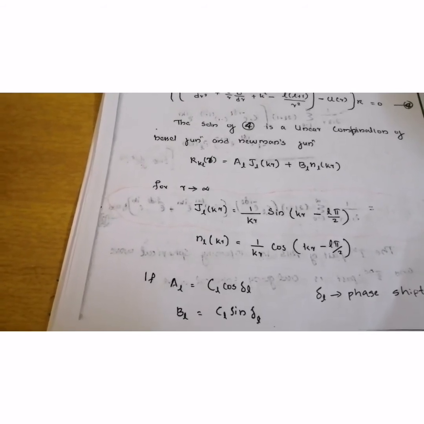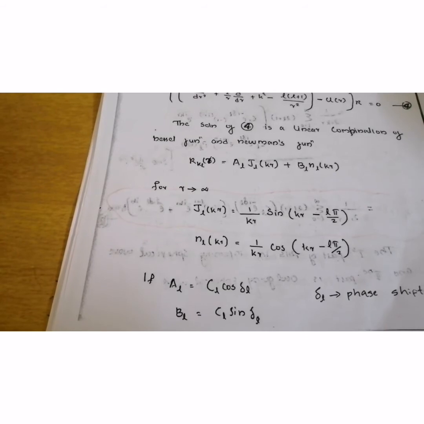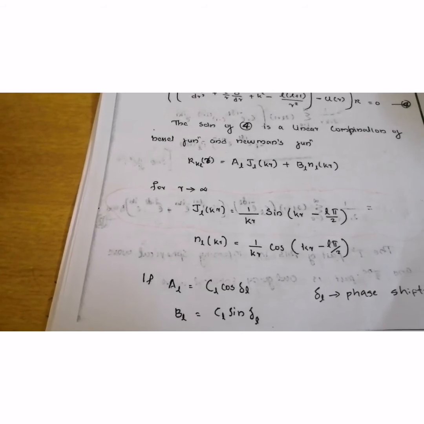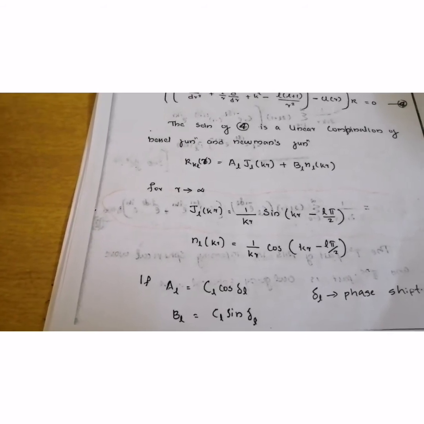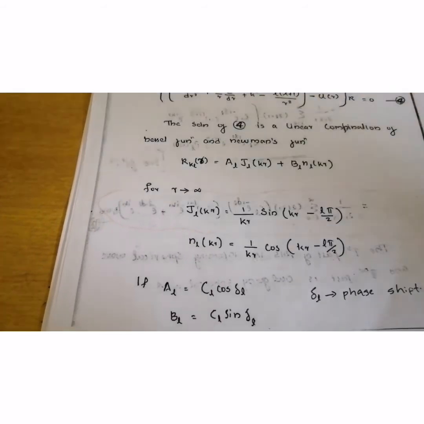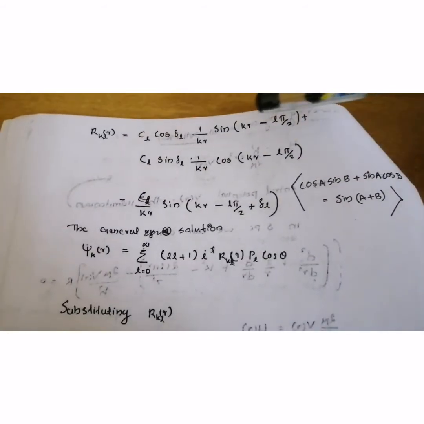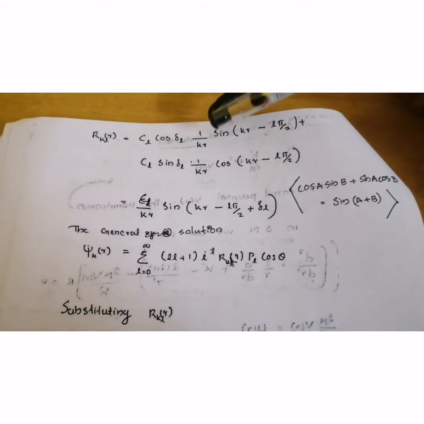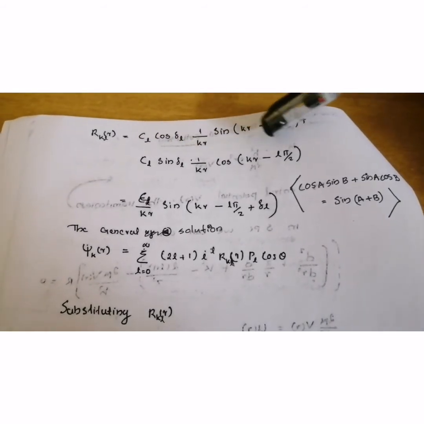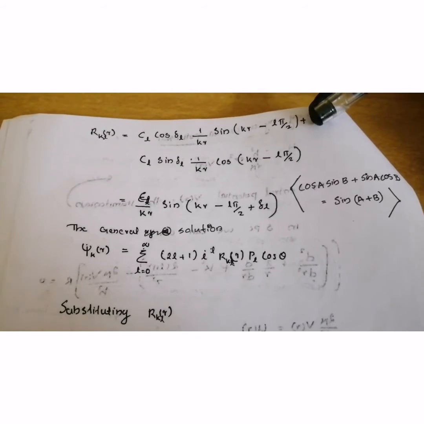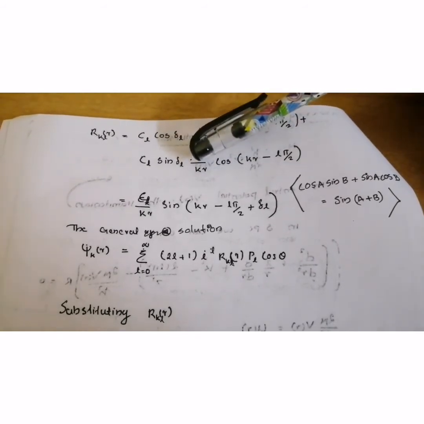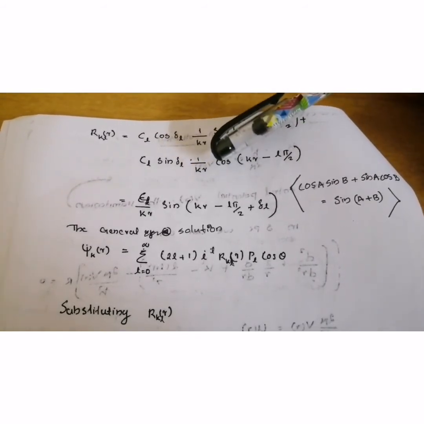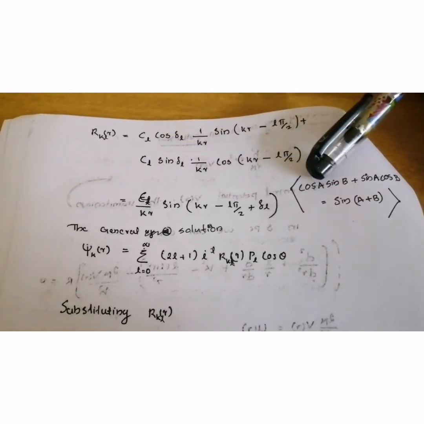If A_L is equal to C_L cos δ_L and B_L is equal to C_L sin δ_L, where δ_L is the phase shift, R_kL(r) can be written as C_L cos δ_L into 1/kr sin(kr − Lπ/2) plus C_L sin δ_L into 1/kr cos(kr − Lπ/2).